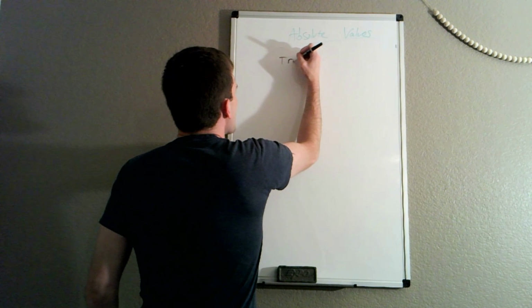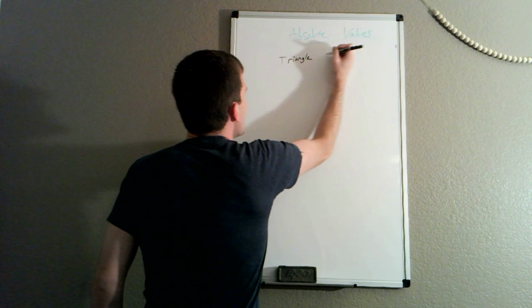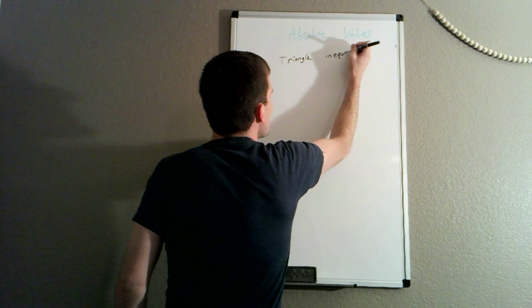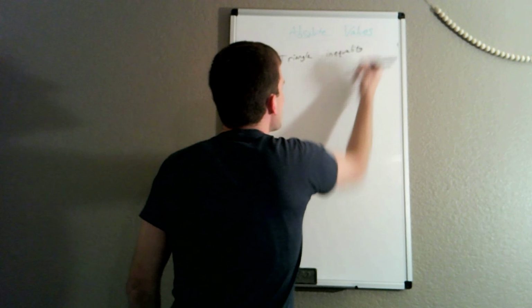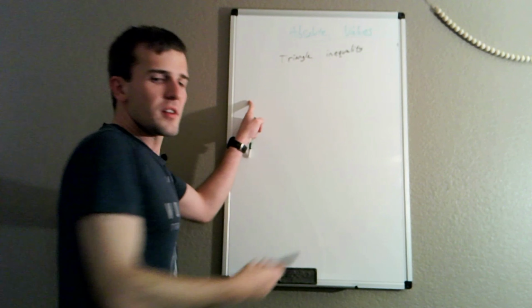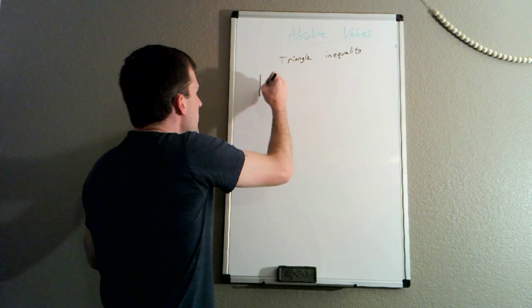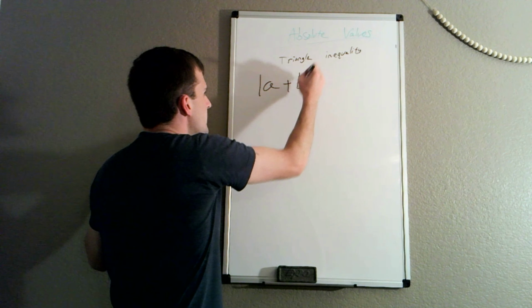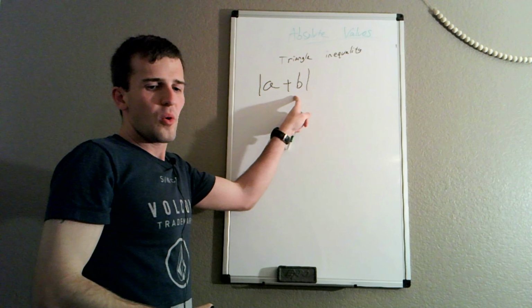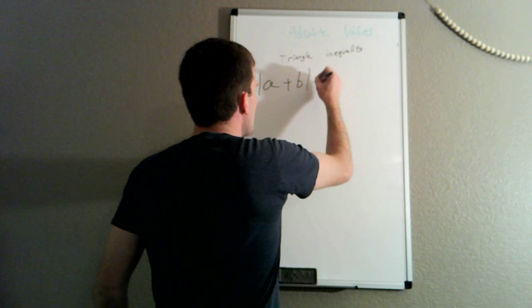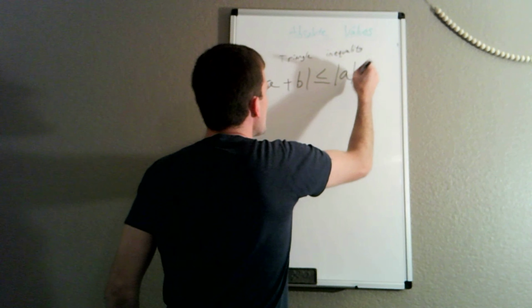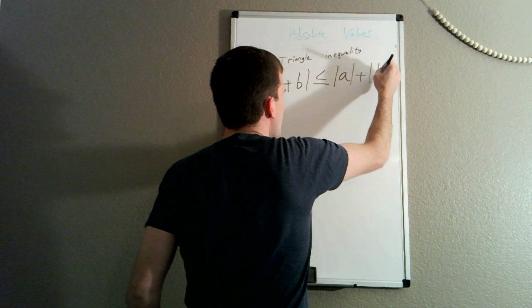So this is going to be the triangle inequality. The triangle inequality says if you have the absolute value of a plus b, this is always going to be less than or equal to the absolute value of a by itself plus the absolute value of b by itself.